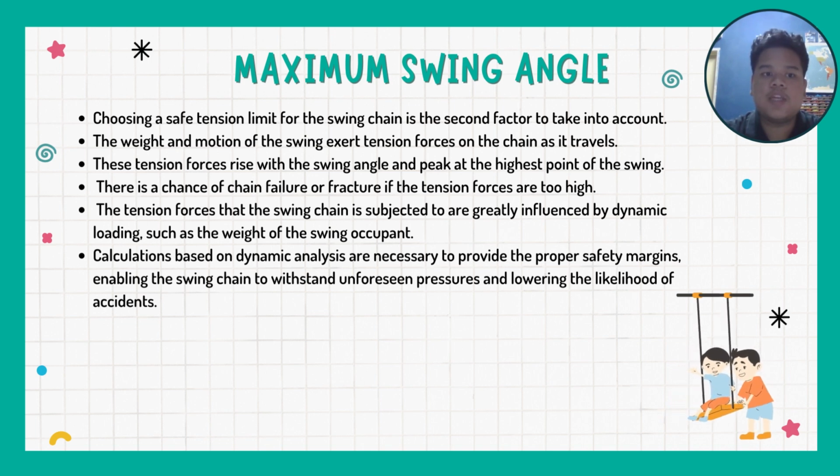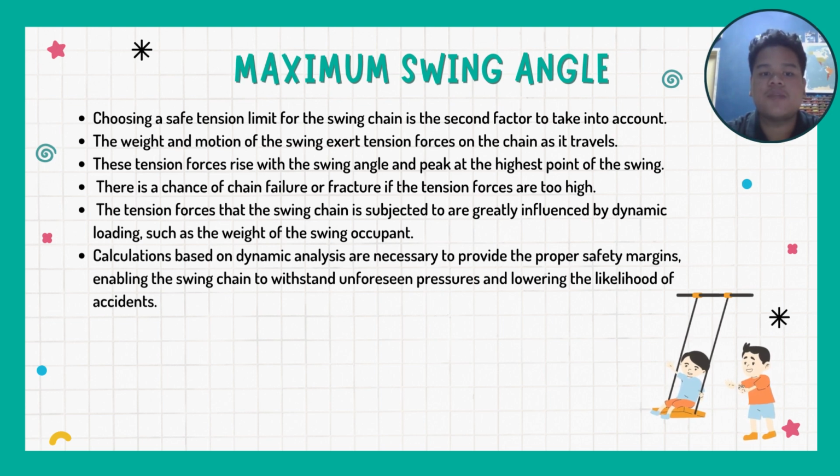Choosing a safe tension limit for the swing chain is the second factor to take into account. The weight and motion of the swing exert tension forces on the chain as it travels. This tension force rises with the swing angle and peaks at the highest point of the swing. There is a chance of chain failure or fracture if the tension forces are too high. Therefore, setting a maximum tension limit is essential.